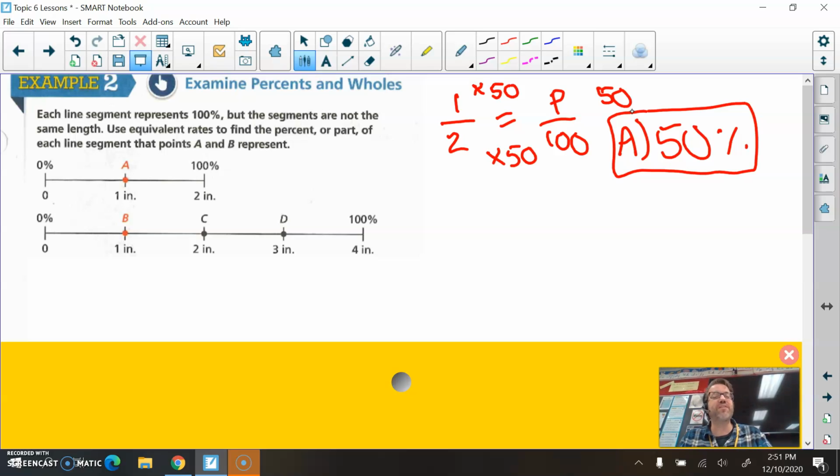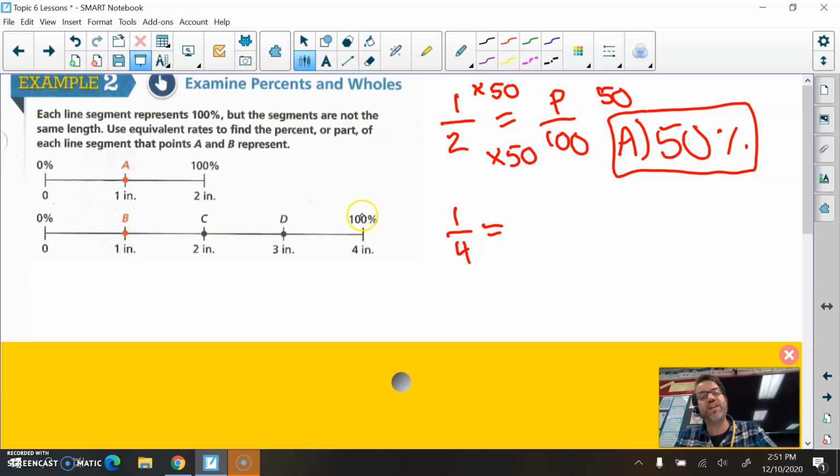All right, let's look at the second line segment and let's figure out what percent point B represents. If you look at this, you can see it's at the 1/4 position. We have 1 inch out of 4 inches, and you might know what 1/4 is as a percent. If you do, well, hey, grab it and go. It's 25%, right? Otherwise, we could take that 1 inch for point B out of 4 inches. I'll write that as a ratio, 1 out of 4.